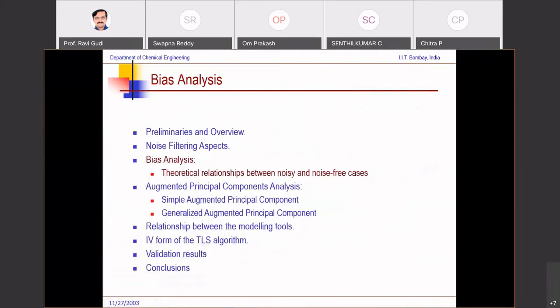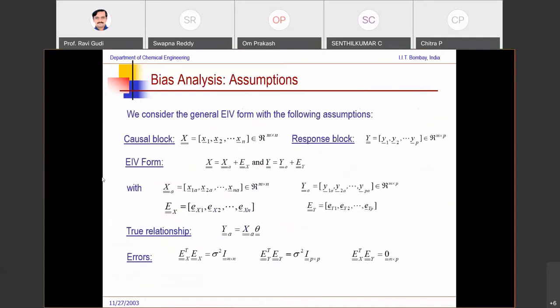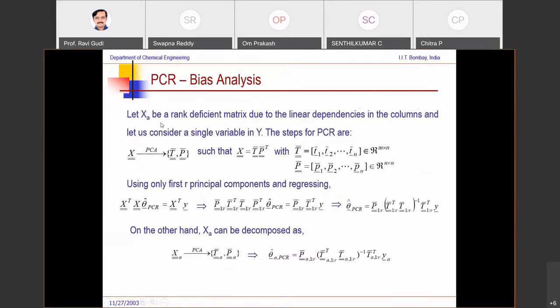So now what we will do is very quickly introduce the approaches that will help us when my X block is also collinear, when the noise variances are different and the like. Let's consider that X is XA plus EX, Y is YA plus EY, and the true relationship is YA equals XA theta. Now I want to bring in this aspect of errors in variables. The first thing is, let's assume that the actual XA matrix is rank deficient. The true X is rank deficient, meaning that it is collinear.